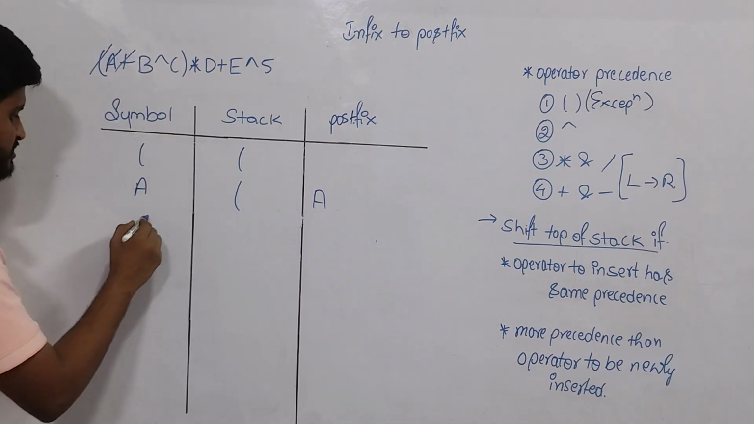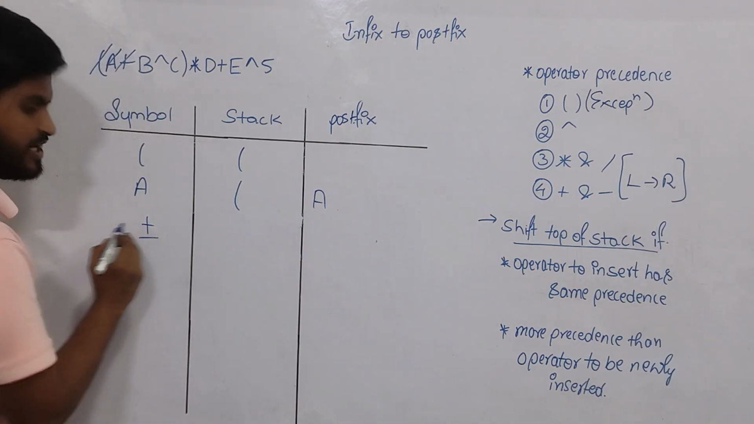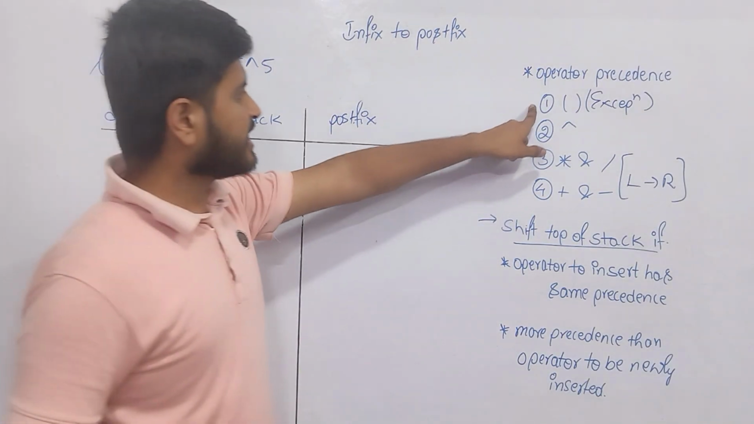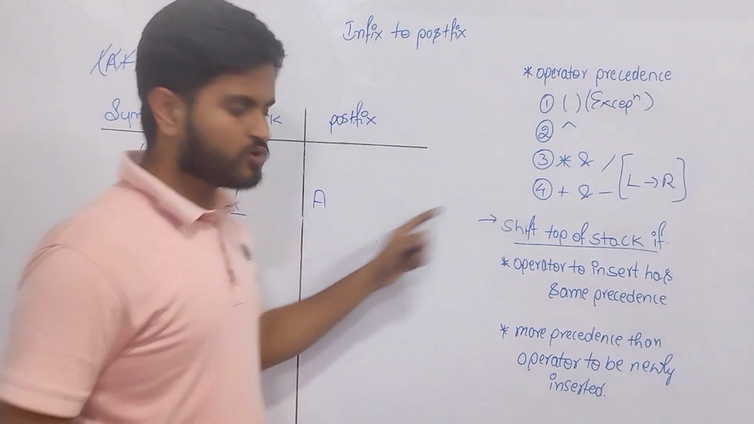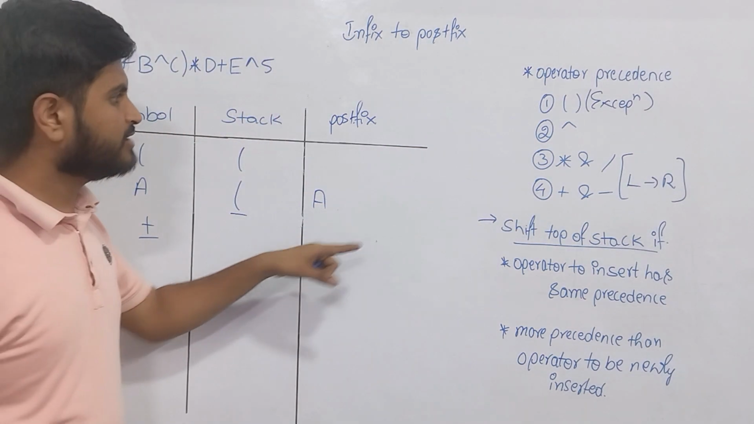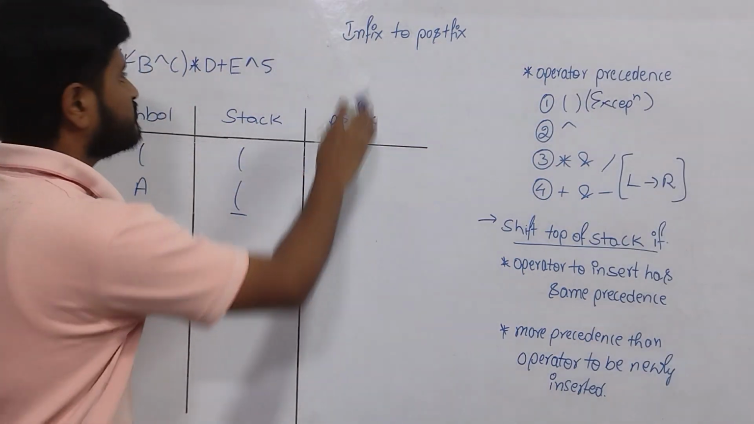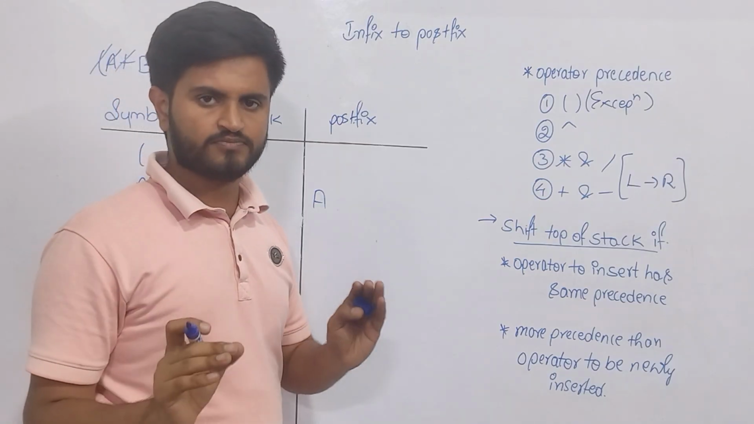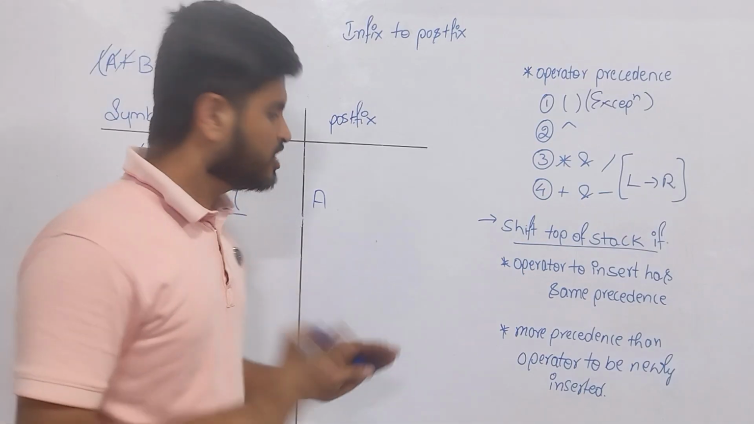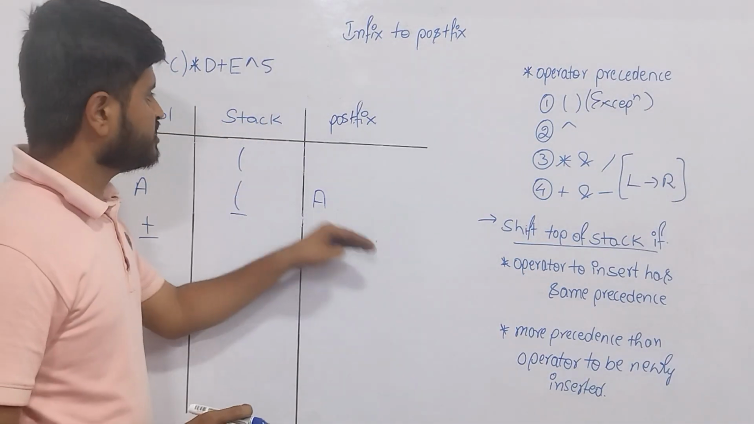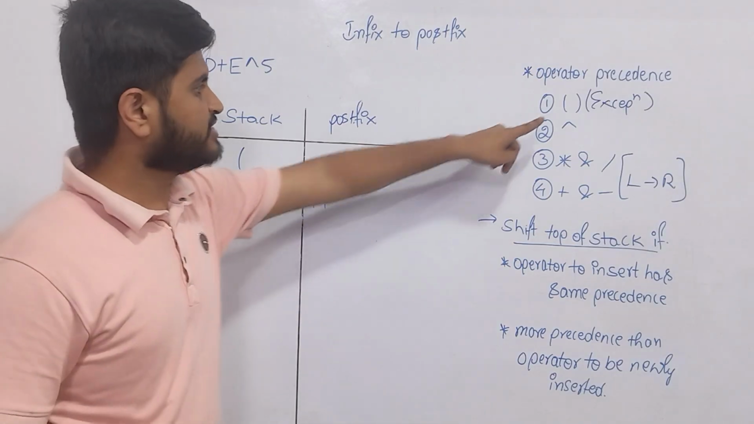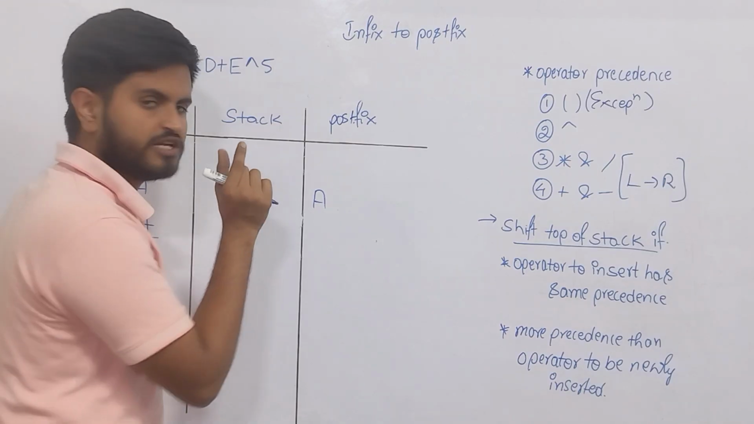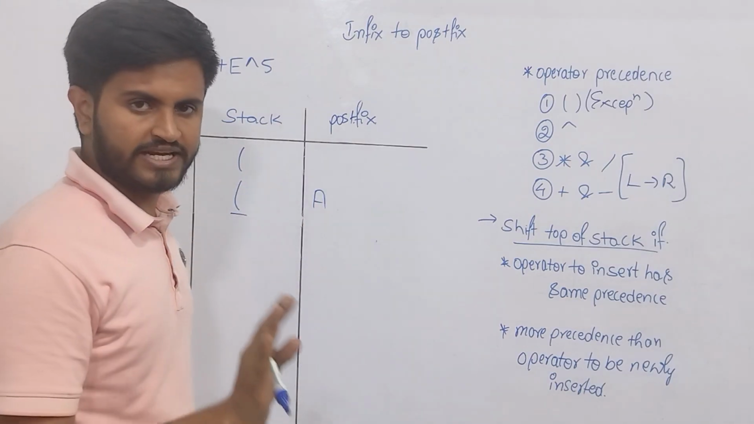Now I must insert plus. At the top of the stack I have the open bracket. Open bracket has more precedence than the plus, so I must shift this open bracket. But this is an exception. Since you are converting from infix to postfix, in the postfix expression we will not have the brackets. So when it comes to the bracket, you should not push it towards the postfix. This is the only exception: you should not shift the open bracket or the closed bracket towards the postfix directly.